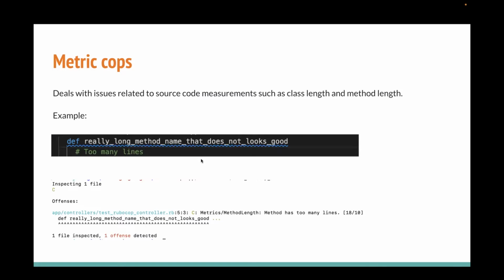Next one is the metrics cops. Metrics cops generally deal with issues related to source code measurements, such as class length or method length. In this example, I haven't pasted the whole method in this screenshot, but this method has too many lines. If you run Rubocop on this method, it says that there are too many lines. Rubocop expects 10 lines in the method, but there are 18 lines, so it shows an error with the message that it has too many lines.